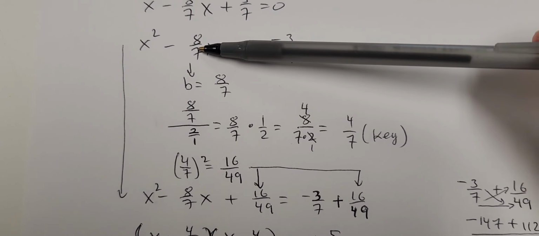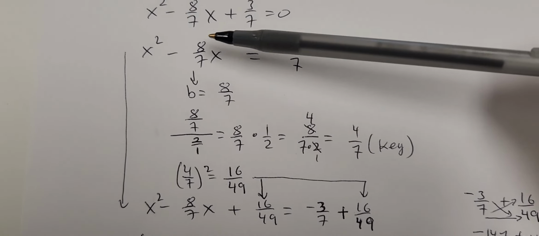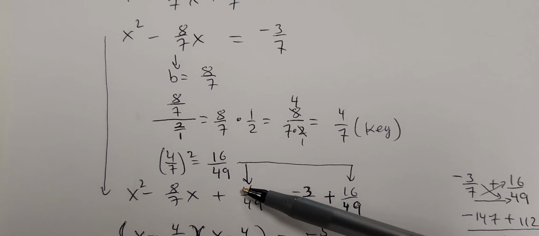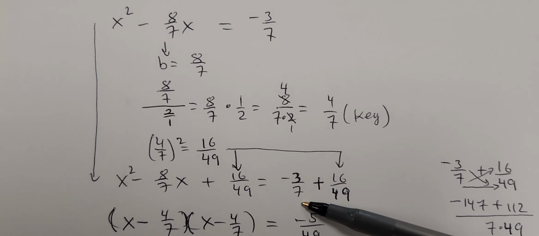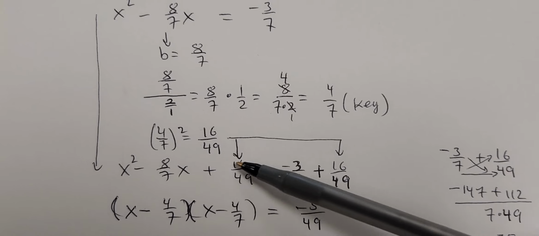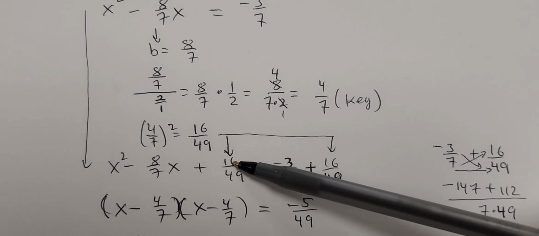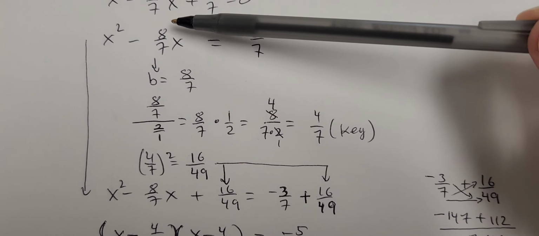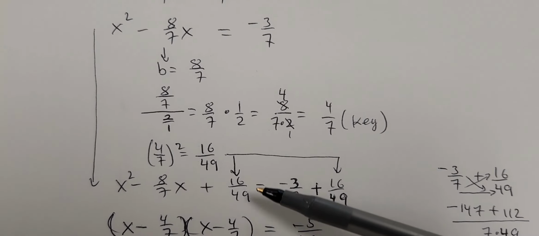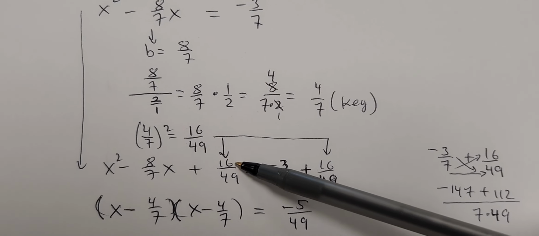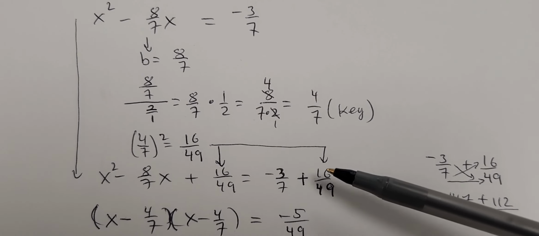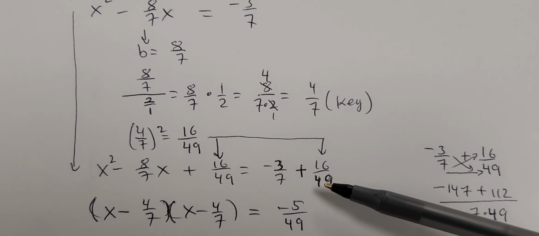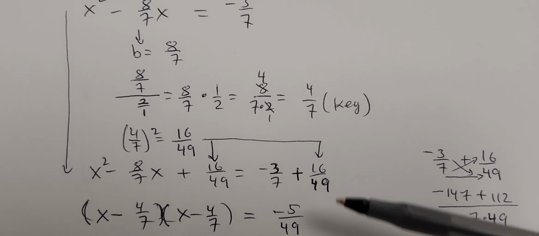Next, bring this line down, so I have x squared minus 8 over 7 x equals negative 3 over 7. Give some space, and in this space you will add 16 over 49 on the left and also on the right. Leave some space so that I can put 16 over 49 on the left and also on the right. You have to add to both sides.